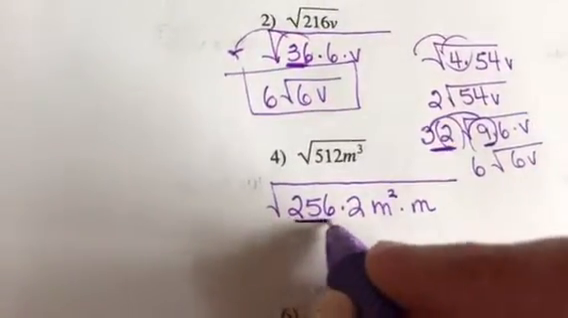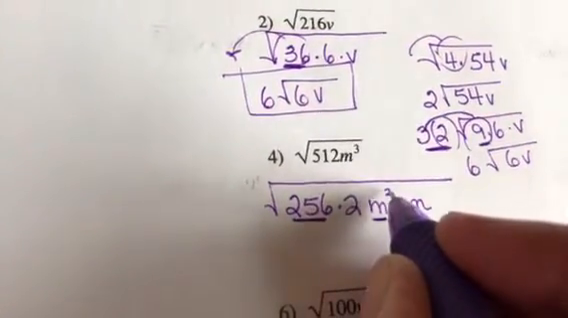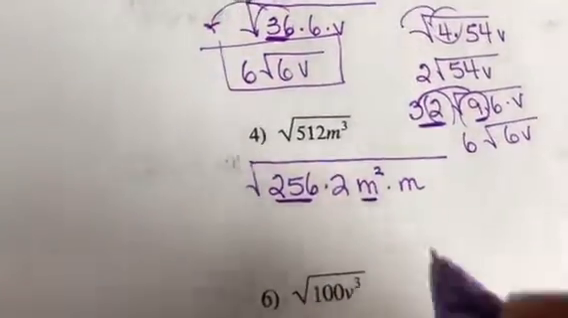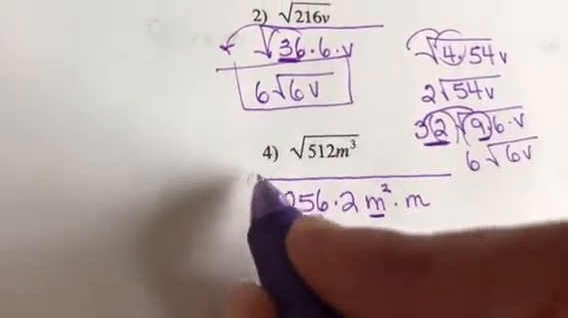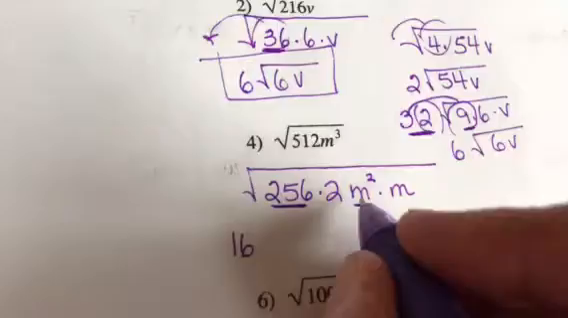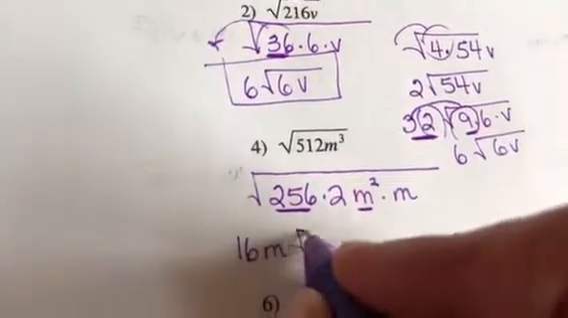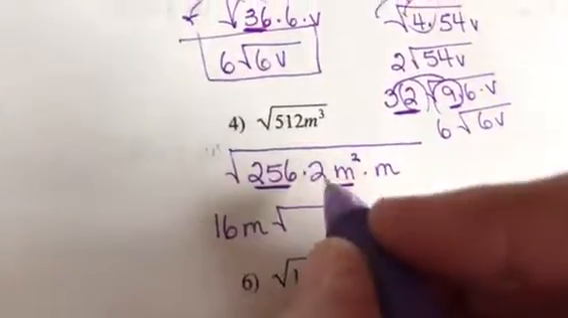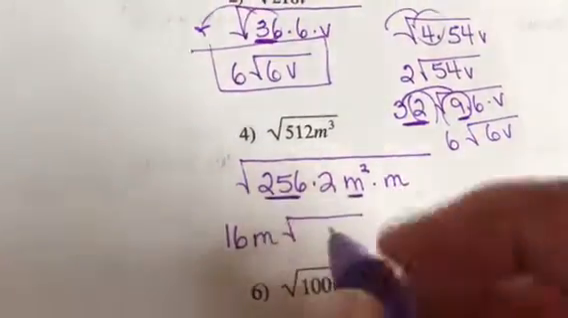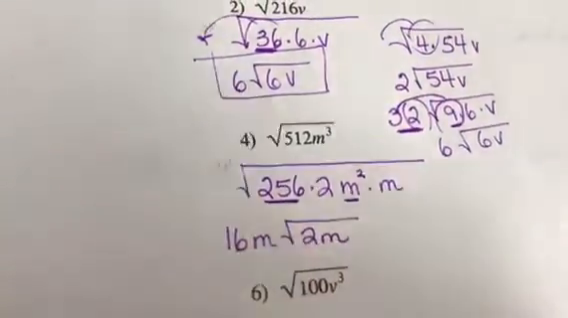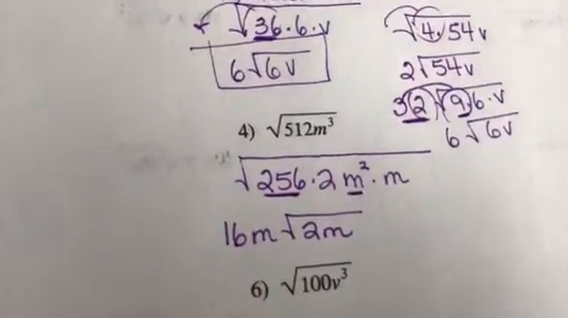I'm going to underline my perfect ones. Remember, if it has an even exponent, he's perfect. So the square root of this is 16. The square root of m squared is m, because m times m is m squared. And then whatever you didn't either circle or underline, like this little 2 here and this little m here, has to stay underneath the radical, just like that. So that is your answer.